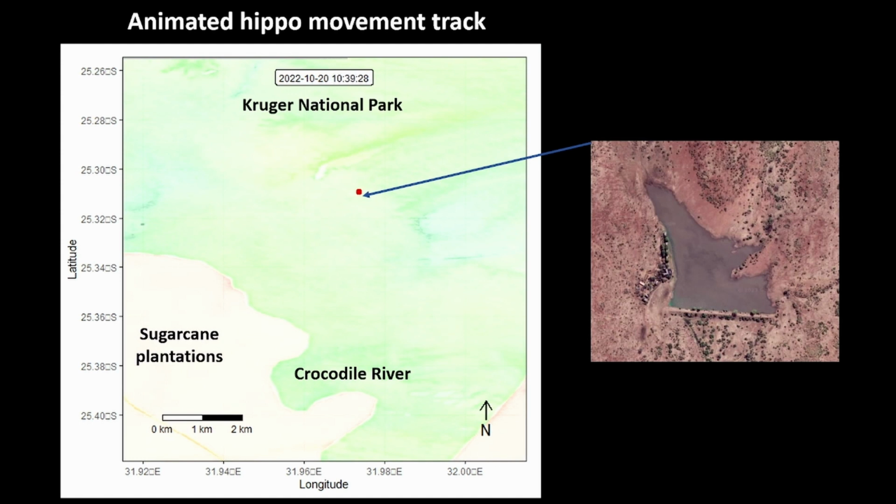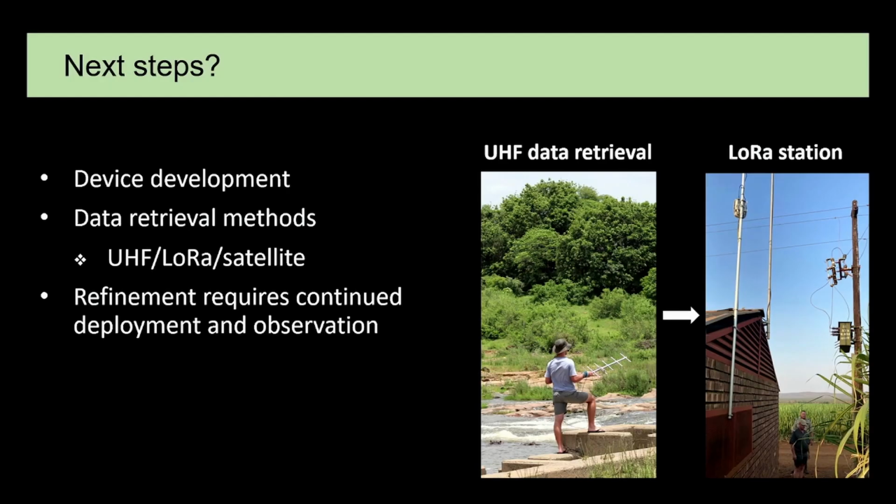We know so little. So this is a hippo moving from the Crocodile River north, venturing to this pan that I've shown on the right here, about 4 or 5 kilometers away, and then returning the next morning to the river. So I found that quite satisfying. And then I think the next steps in this project is continued device development. These tags really take a beating, as you can imagine. So we're going to keep working on that with a crowd that's been assisting us with that.